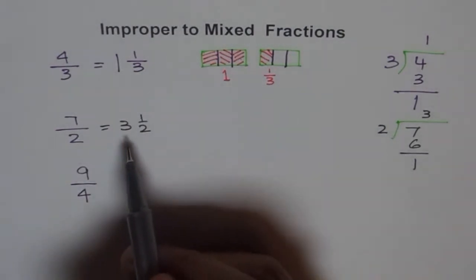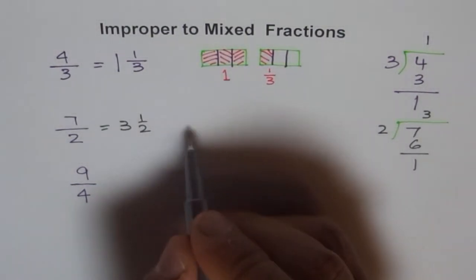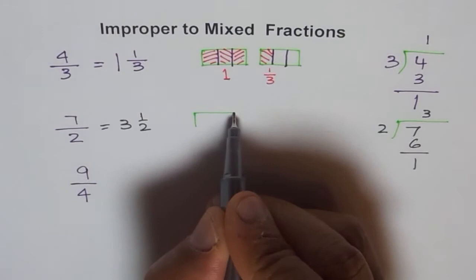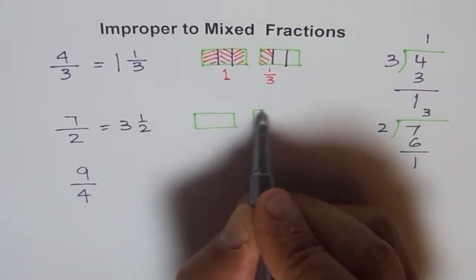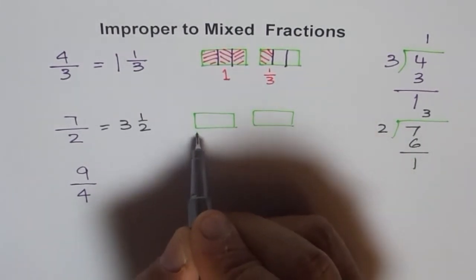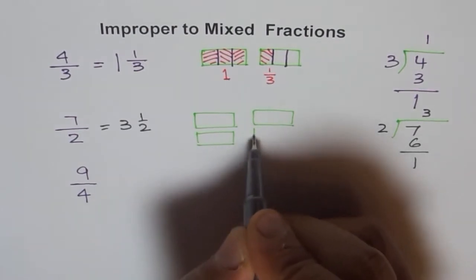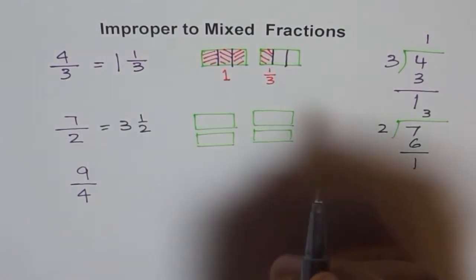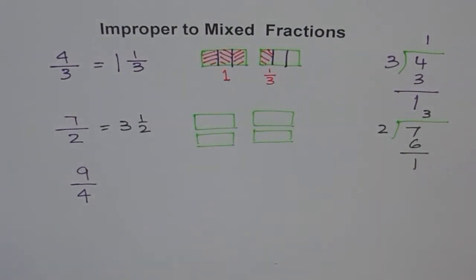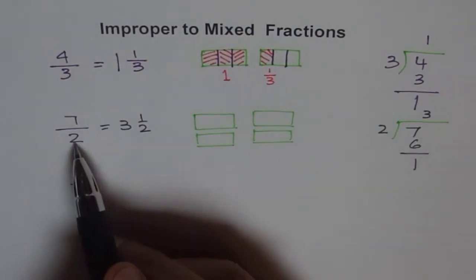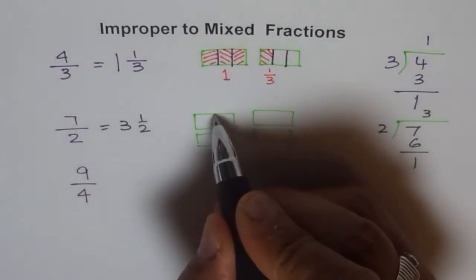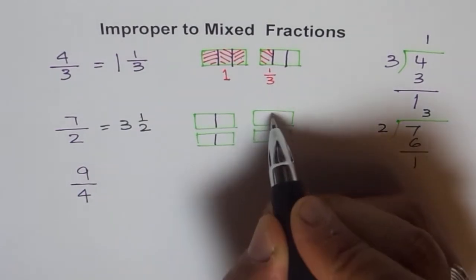Let's try again. This time what will we do? We know we need 3 wholes, right? So let's make 4 wholes: 1, 2, 3 and 4. We have to divide them into how many parts? The denominator is 2, so 2 equal parts. Let's then divide each into 2 equal halves.